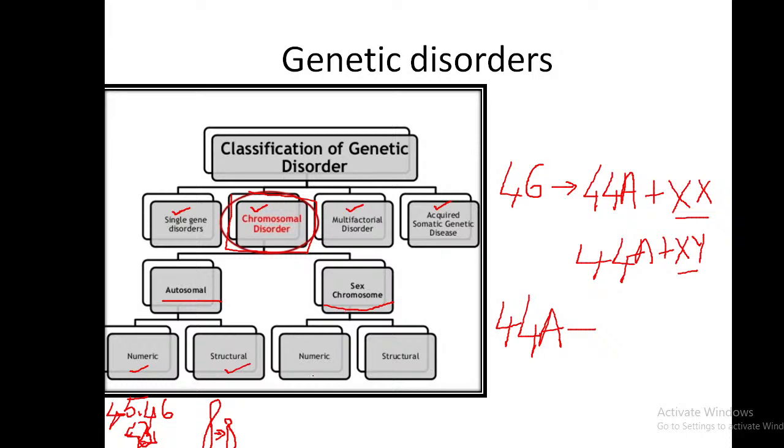Now, if there's a change in the number of sex chromosomes, usually the sex chromosome is XX or XY. And if there is a change in the number of these chromosomes, that means if it is XXX or XXY, that is known as numerical sex chromosome disorder.